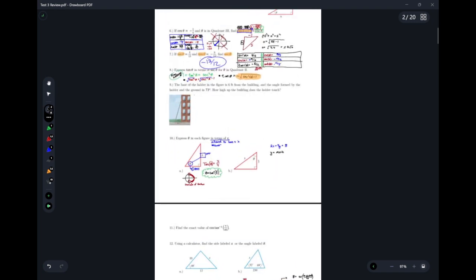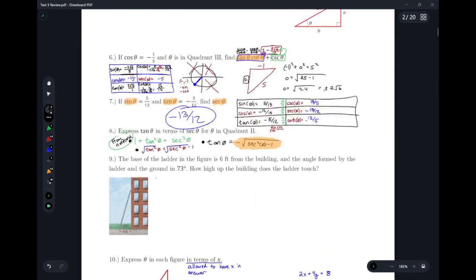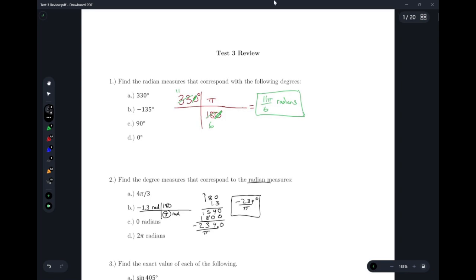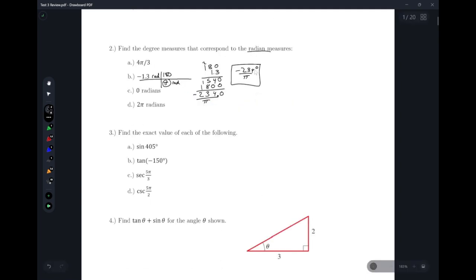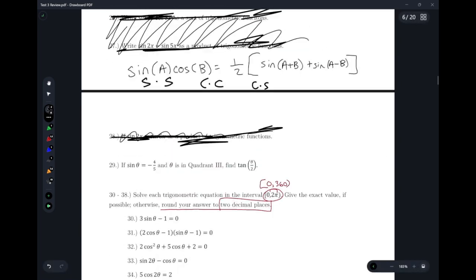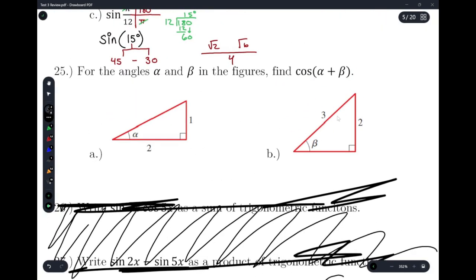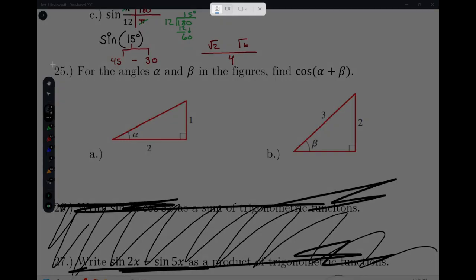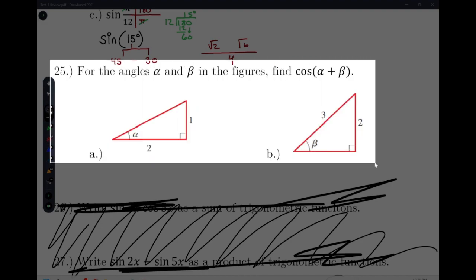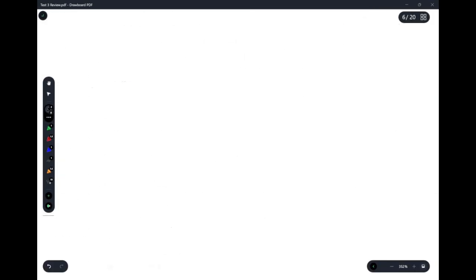Anybody else got any places they got stuck while working on their review? I don't know what 25 is exactly asking for. That's okay. Oh, cool. This one's good. This one's fun. I didn't do this one with my other class either, so I'm glad you said something. I like this one a lot.